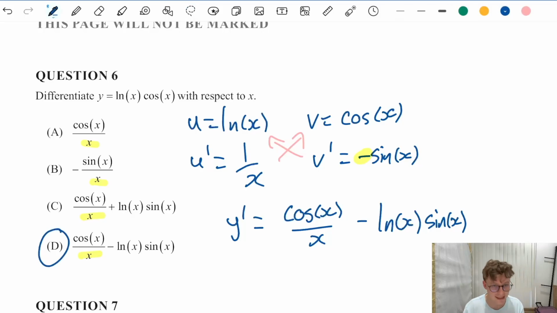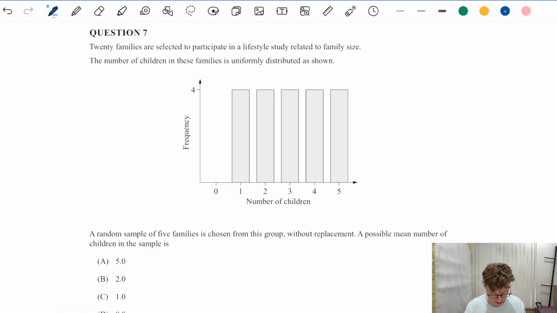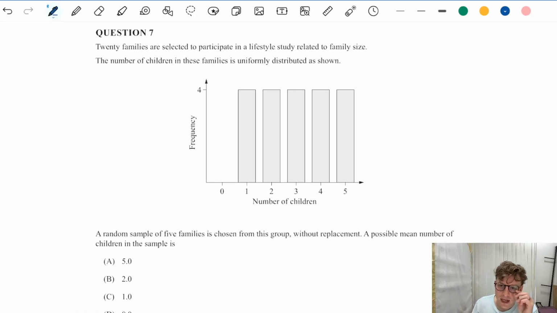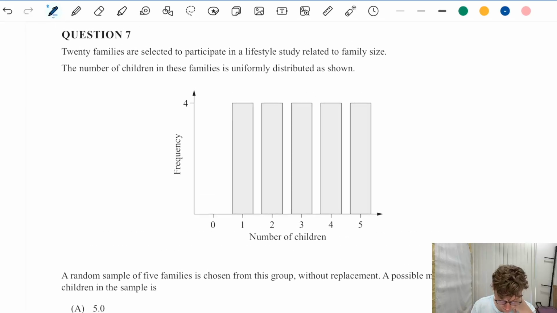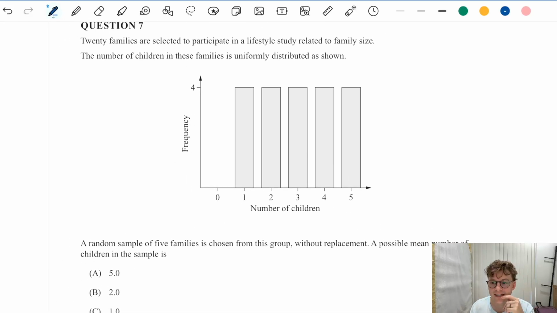For question 6, it is cosine x over x minus the natural log of sine x. Okay, let's go down to question 7. Again, the first 6 haven't been too bad. If you look at question 7, I'm going to zoom in a little bit here so we can see the question nice and clear. And I put my face over it, so as we zoom out slightly again.